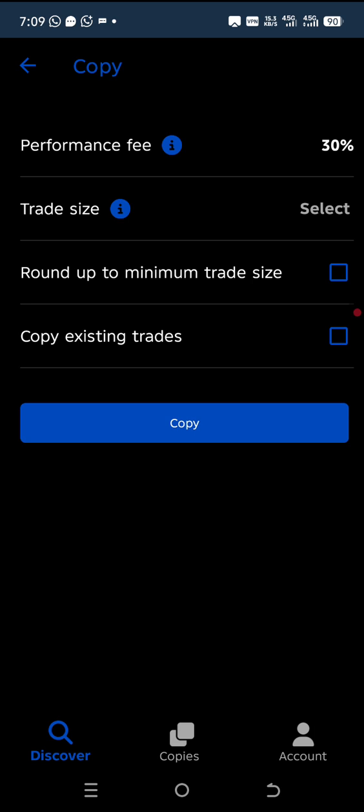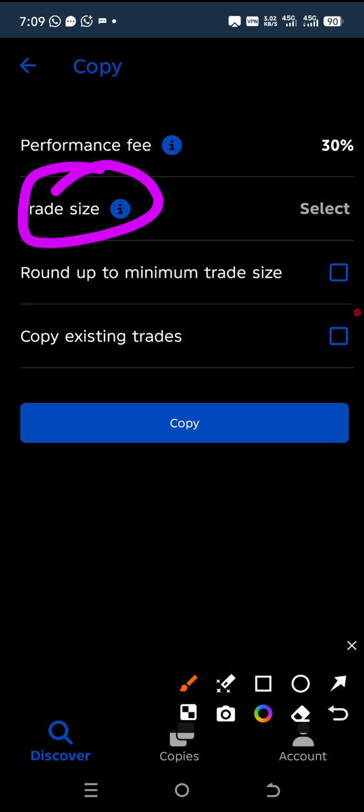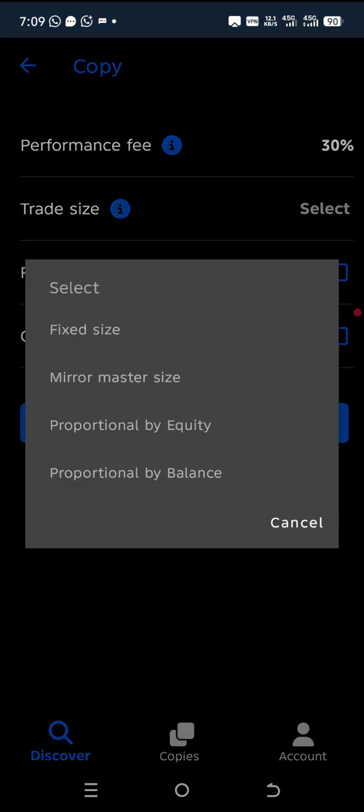So it says you look into this trading size. You select what kind of trading system we want to do. Do we want a fixed size? Do we want to mirror the master size, or do we want to trade proportional to equity, proportional to balance? All this is what we need to look into.